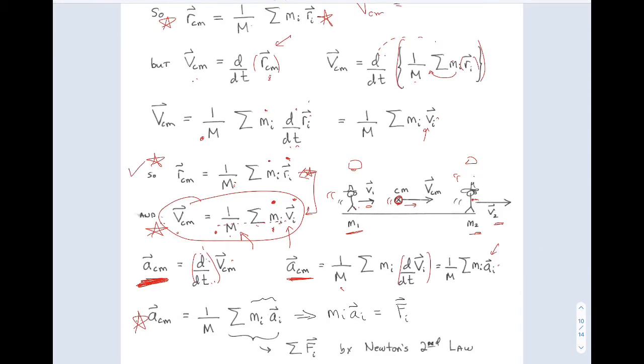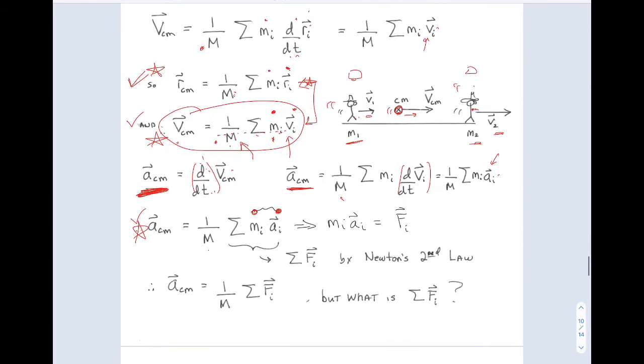It looks just like r sub i, the location of the center of mass, and the velocity of the center of mass. To find the acceleration, I go to each object, take its acceleration, multiply by the mass, and then sum over all the objects and divide by the total mass, so the units cancel, and that gives me the acceleration of the center of mass. Now this term, m sub i a sub i: Newton's second law says mass times acceleration is force, so I put in F sub i.